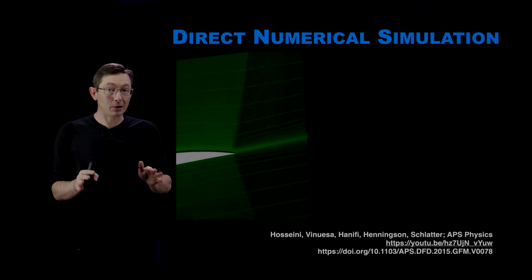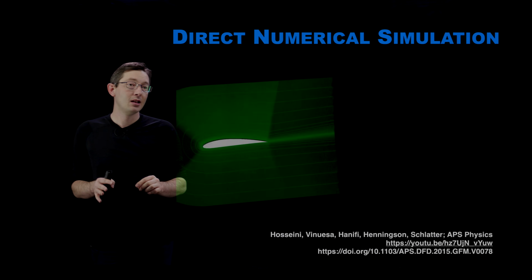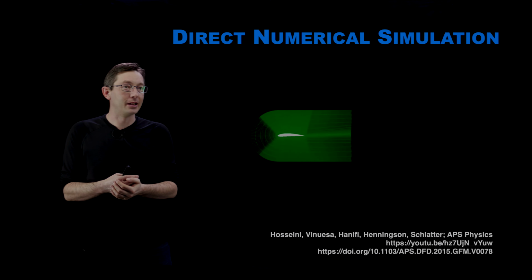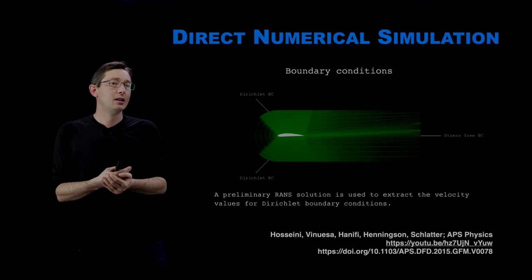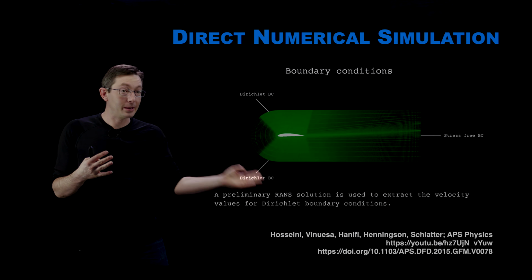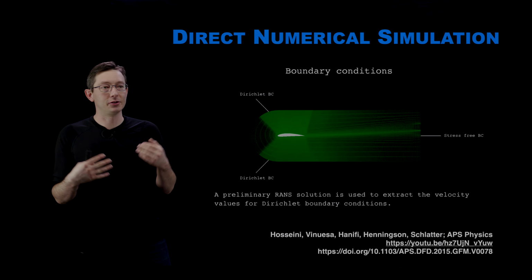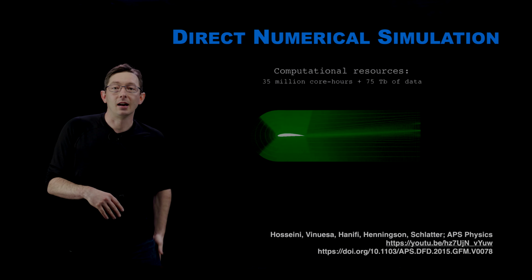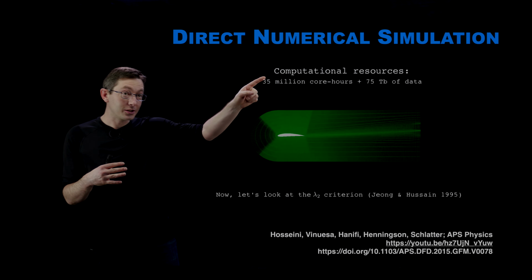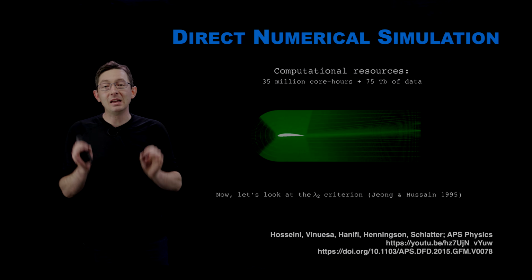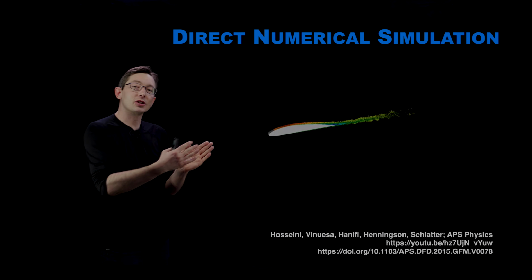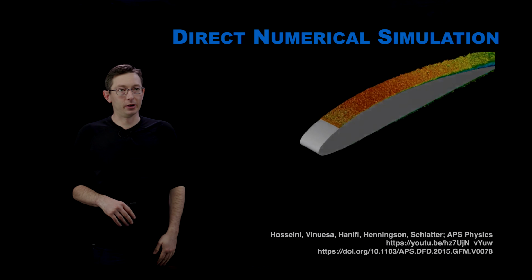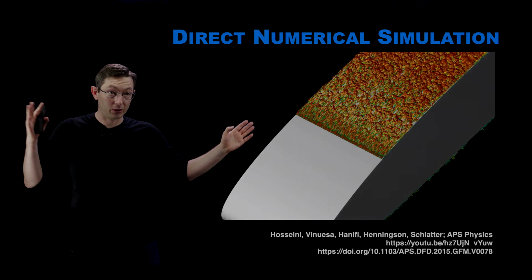Okay, so this is a supercomputer computation. I believe it'll show here in a little bit how many hours. So this is the grid that's being generated. And a preliminary Reynolds averaged Navier Stokes solution is used to extract values for the boundary conditions. This is 35 million core hours. Okay, so extremely expensive just to get one section of an airfoil, let alone the full aircraft.